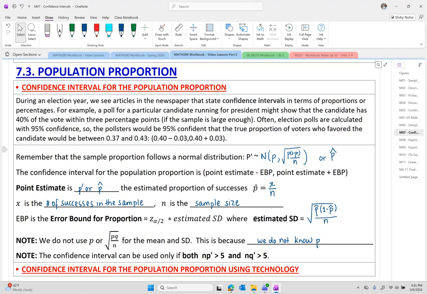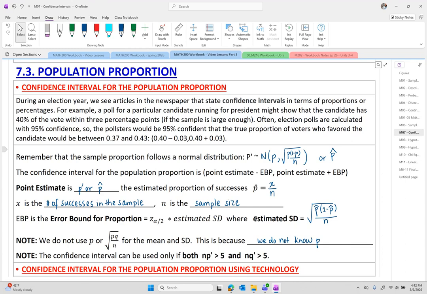In this video, we will discuss the confidence interval for the population proportion. Remember that the sample proportion follows a normal distribution. We have seen the distribution of the sample proportion before. It requires that n is sufficiently large and p and q are not very close to 0 or 1. And the confidence interval for the proportion is actually one of the most popular ones available.